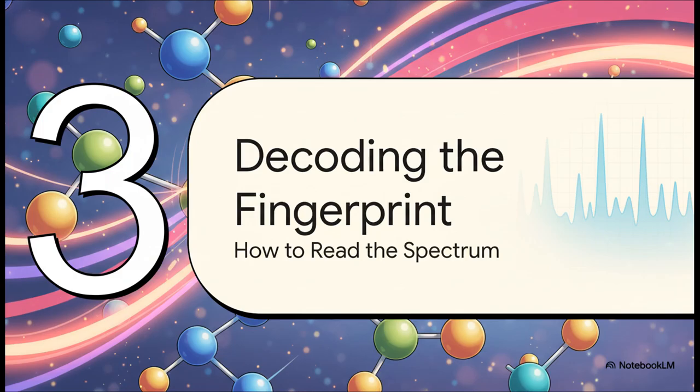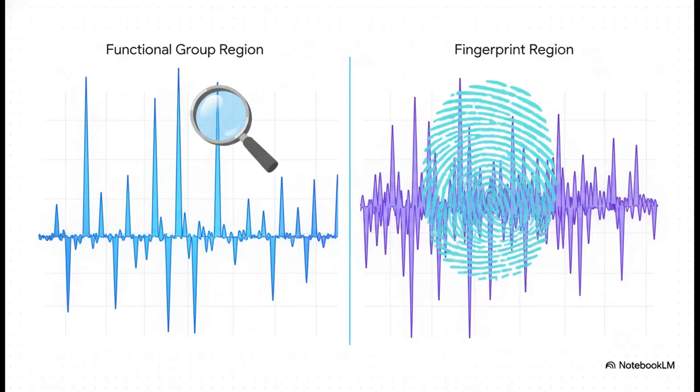But what are we even looking at? Right now, it just looks like a bunch of peaks and valleys on a graph. So how do we actually read it? The key is knowing that the spectrum is split into two really important zones. Over on the left, we have what's called the functional group region. This area gives you the big, obvious clues.